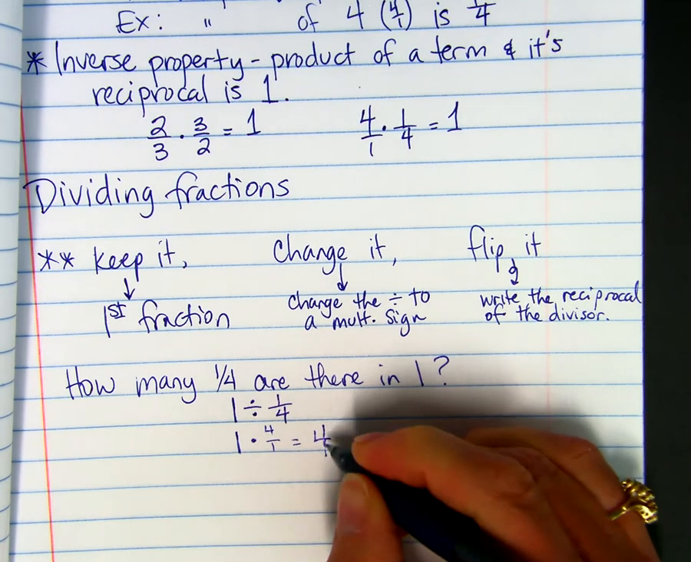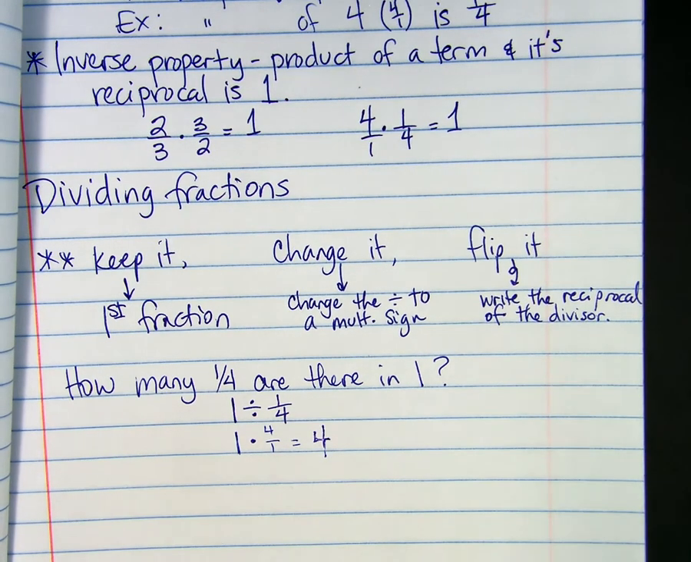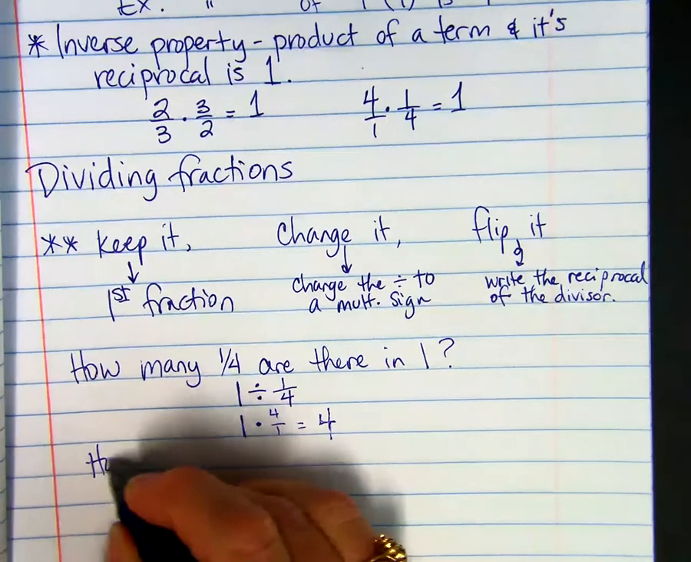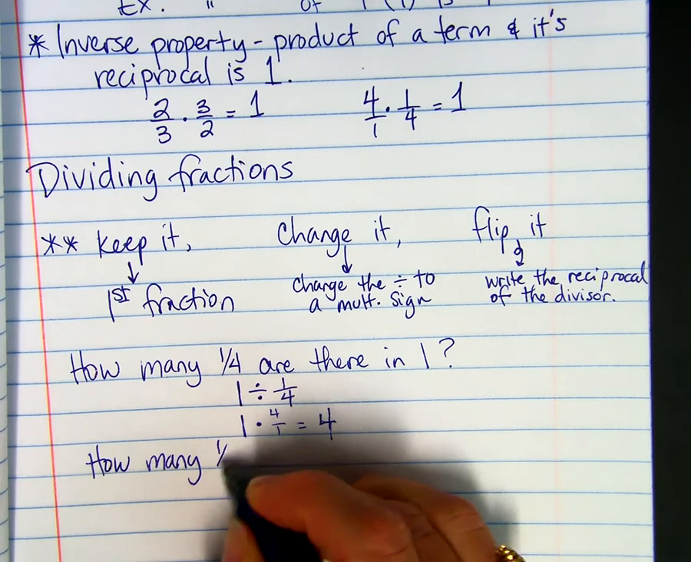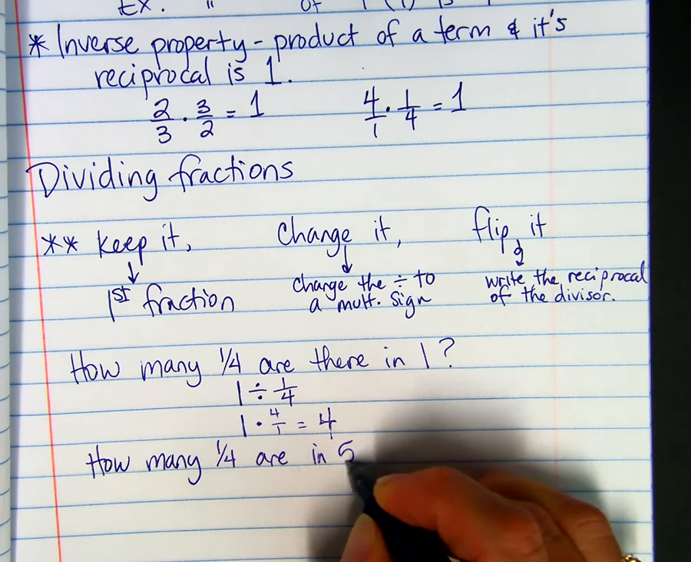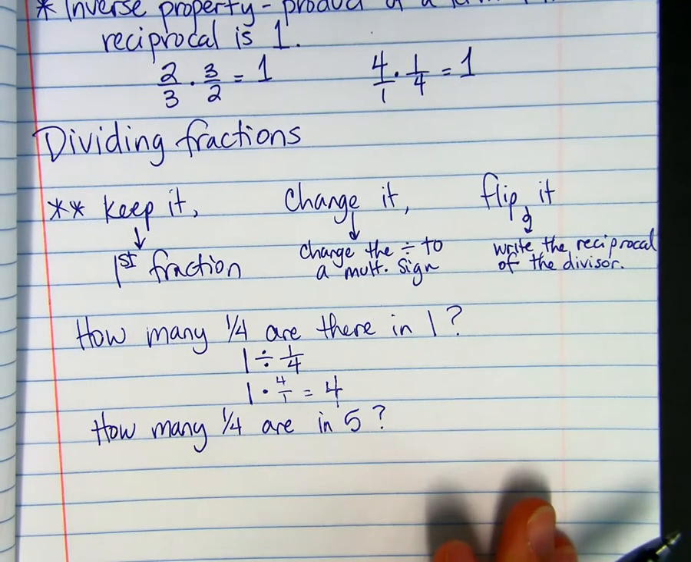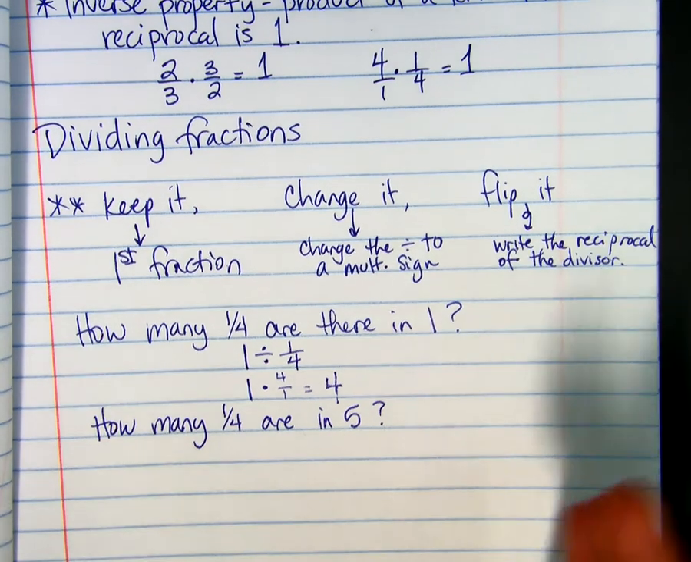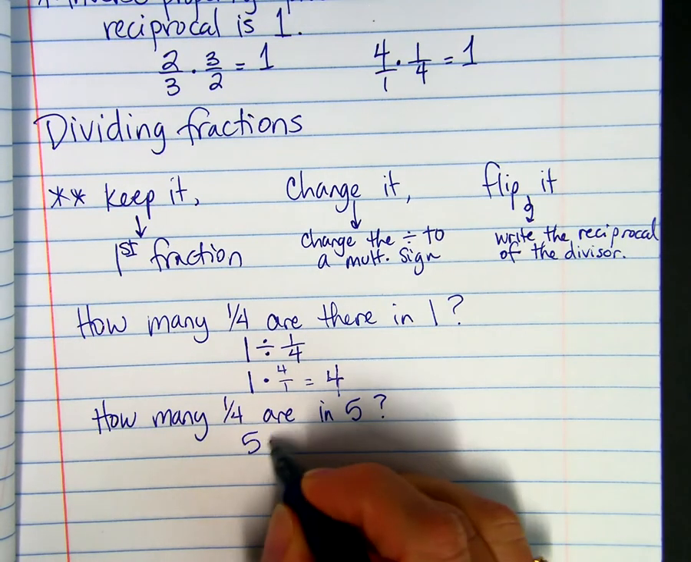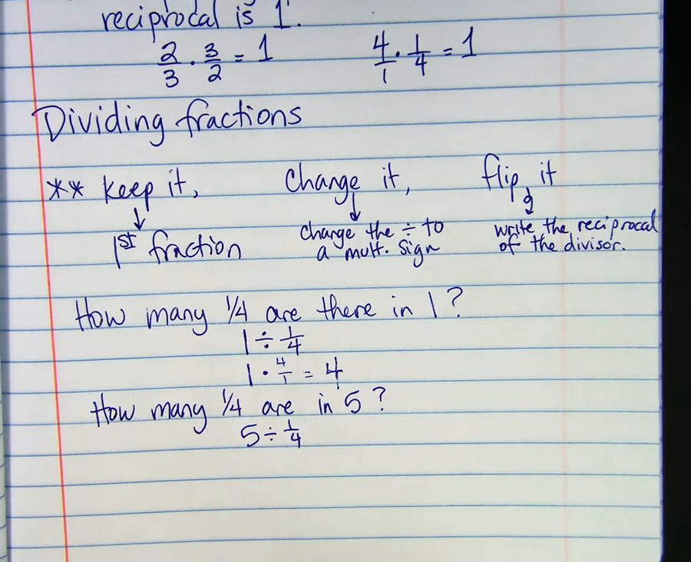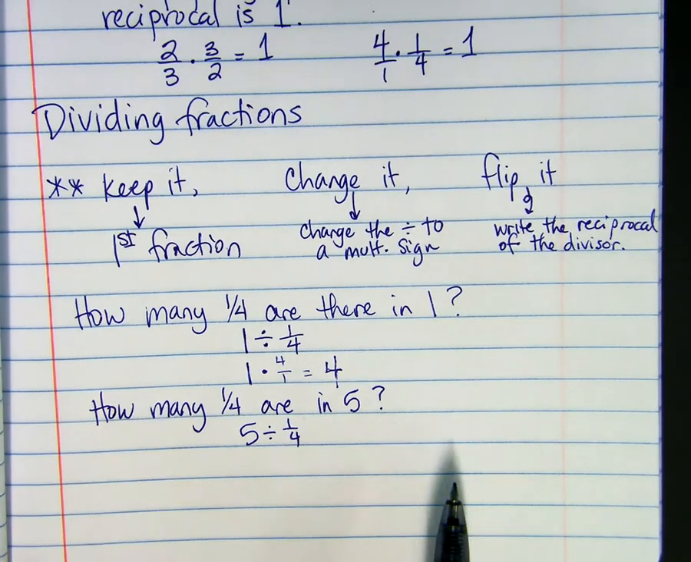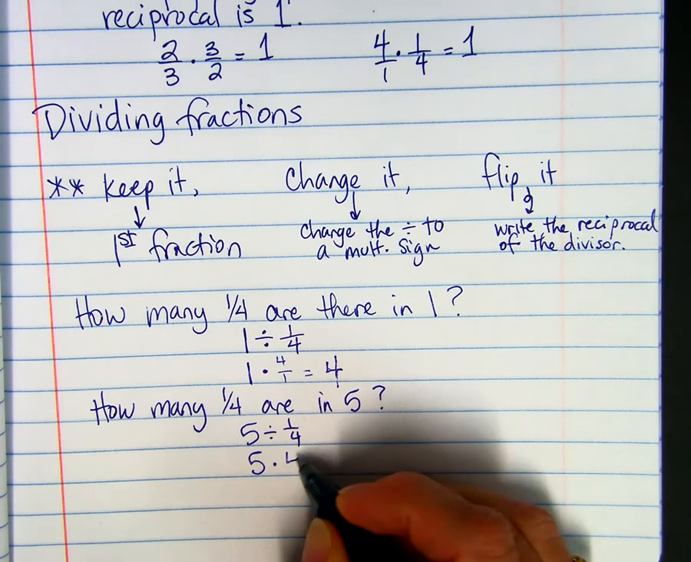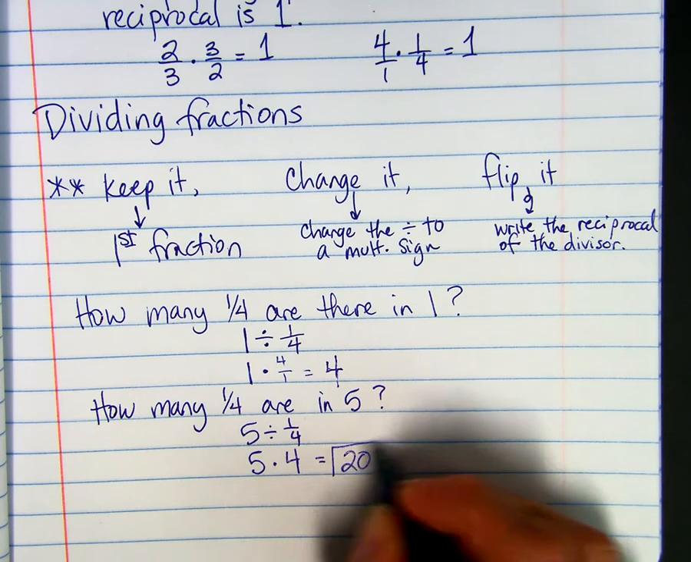1 times 4 is 4, which you already knew because we're used to just taking the reciprocal. But if it said how many 1/4ths are in 5, it's what we've been doing. We are just multiplying the reciprocal by 5. But this is actually a division problem. We're saying 5 divided by 1/4. So how many 1/4ths are in 5 just means 5 divided by 1/4. Which is 5 times 4. So 5 times reciprocal 1/4 is 4. So the answer to that would be 20.